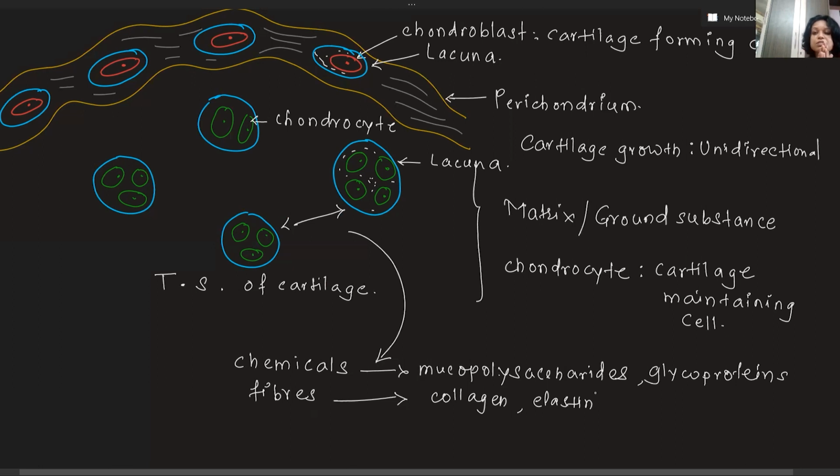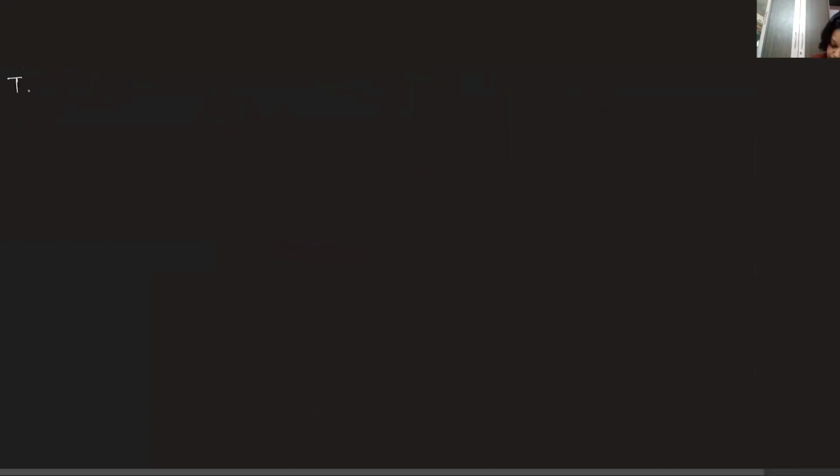The nature of these fibers and chemicals decides the type of cartilage. Now we are moving on to the next part, types of cartilage. This classification of cartilage is based on the nature of chemicals and fibers found within the interlacunar space of matrix. So let's see that.